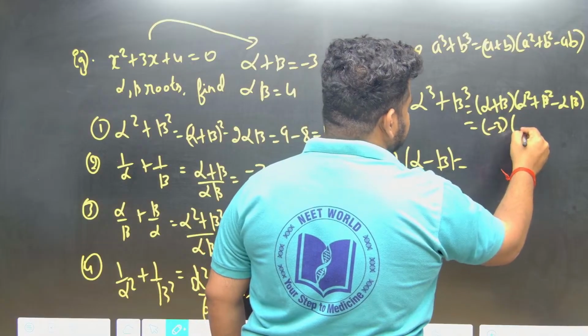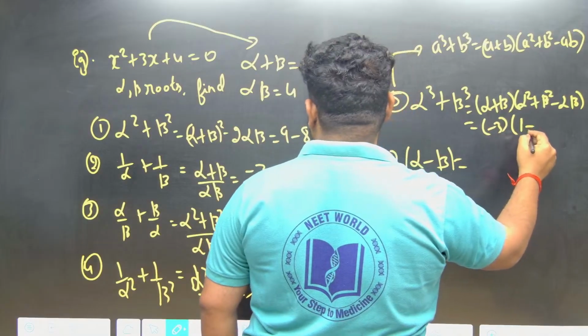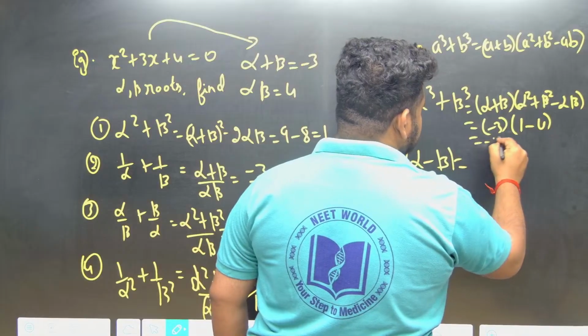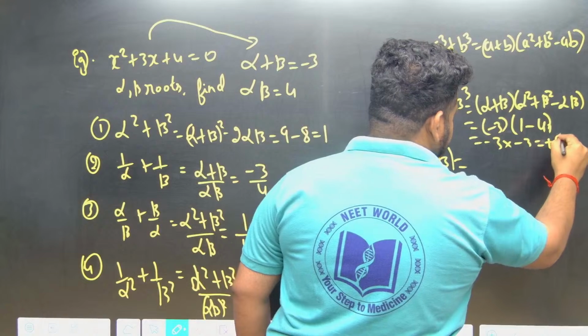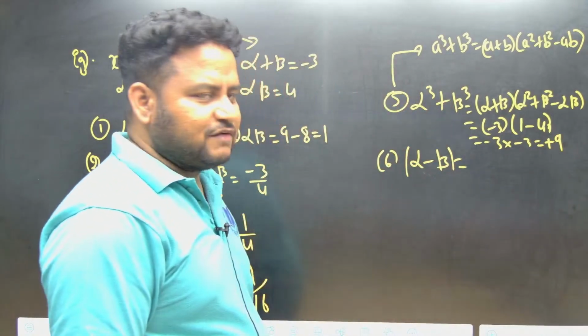Alpha square plus beta square is what? We got the value as 1. Minus alpha beta is what? Minus 4. So this will become minus 3 into minus 3, so this will become plus 9. Now, modulus of alpha minus beta.